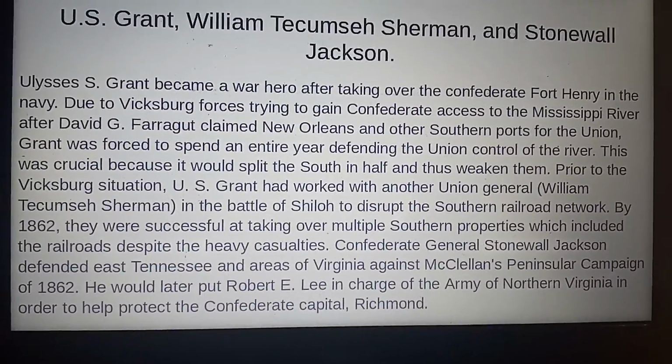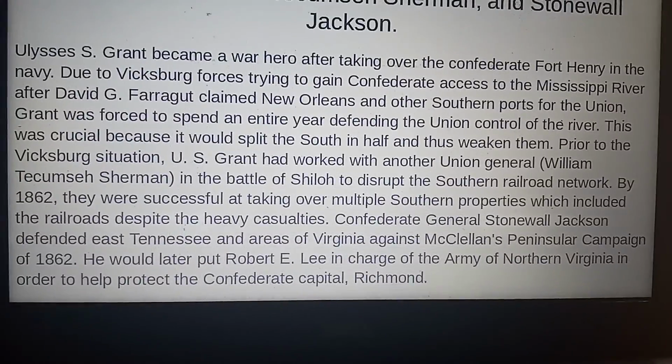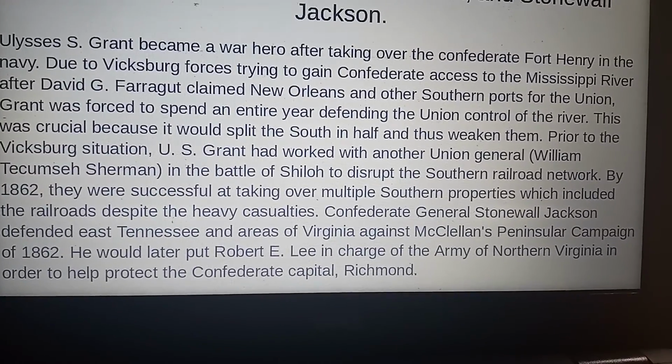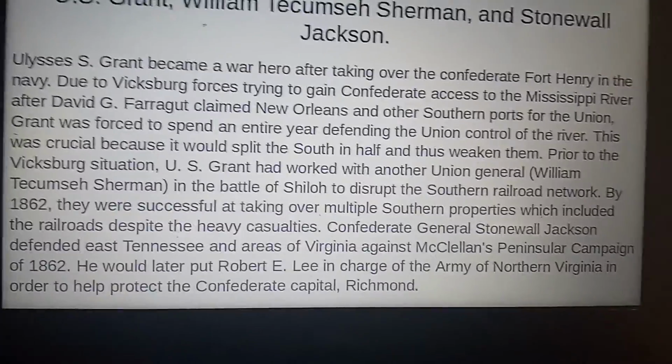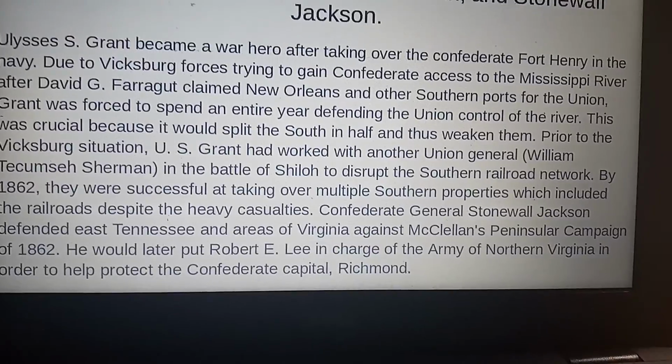Ulysses S. Grant became a war hero after taking over the Confederate Fort Henry in the Navy due to Vicksburg's forces trying to gain Confederate access to the Mississippi River after David G. Farragut claimed New Orleans and southern ports for the Union. Grant was forced to spend an entire year defending the Union control of the river. This was crucial because it would split the South in half and thus weaken them.